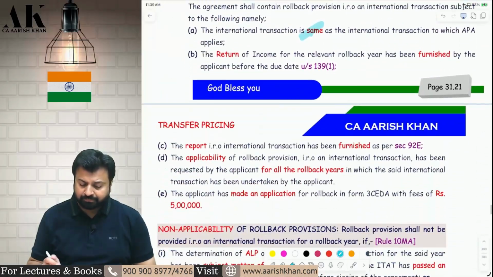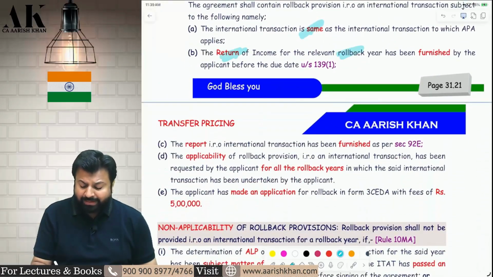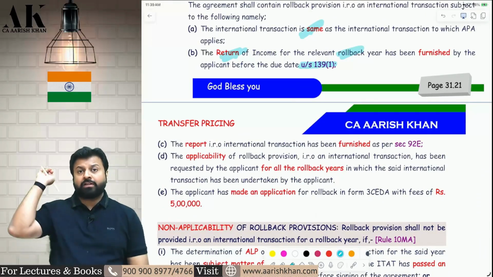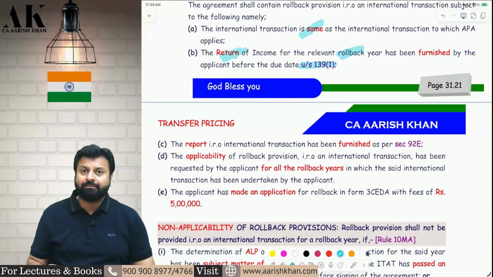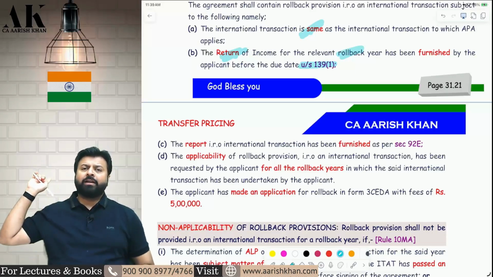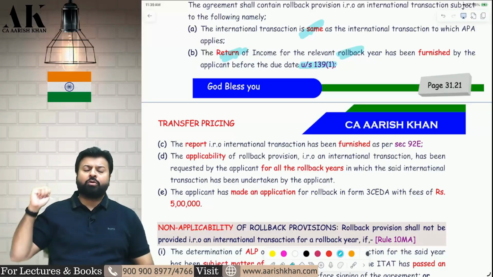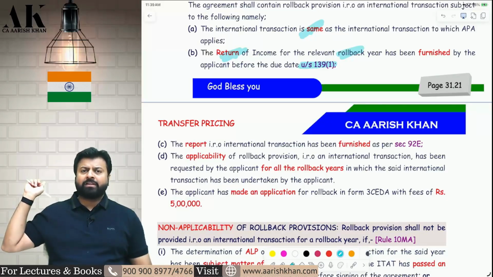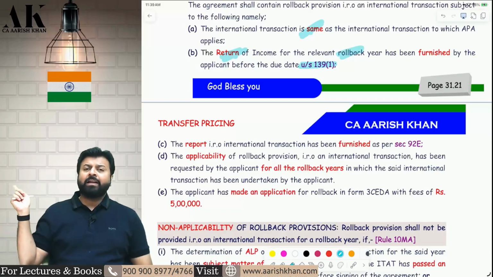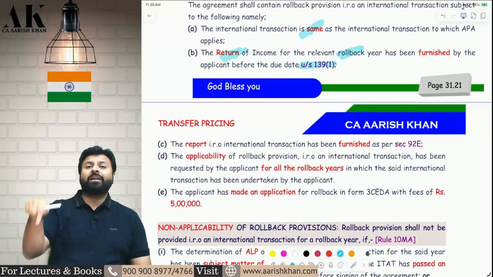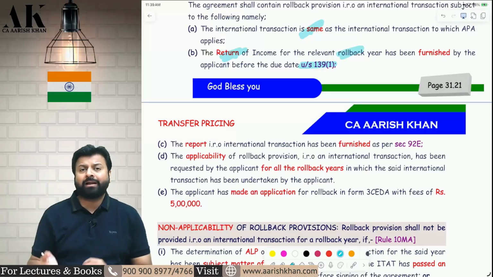Second condition. The return of the rollback year has been furnished under 139(1). So for the rollback year, the return should be filed on time. Sir, what if I file the rollback return under 139(4)? Then you cannot roll back. Sir, what if I file the return of the rollback year under 139(5)? If you have filed the return under 139(5), but the original return was filed under 139(1), then you file a revised return under 139(5), then you can roll back.